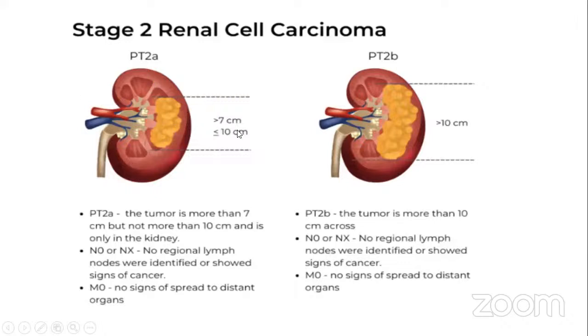This is T2A, more than 7 and less than or equal to 10 and limited to the kidney, as with T2 in general. The T2B is more than 10 centimeters and limited to the kidney.